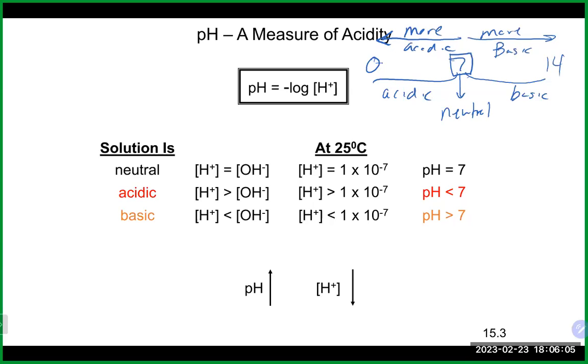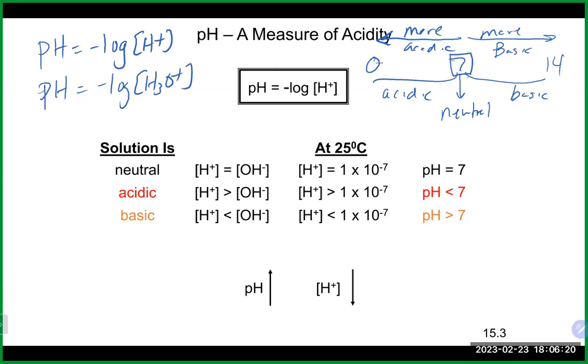And to calculate the pH is equal to, as it says there, minus the log of the H plus concentration. Once again, you can, if you would like, use the H3O plus. It is the same deal. It's basically the acid part of the solution that you put in there.